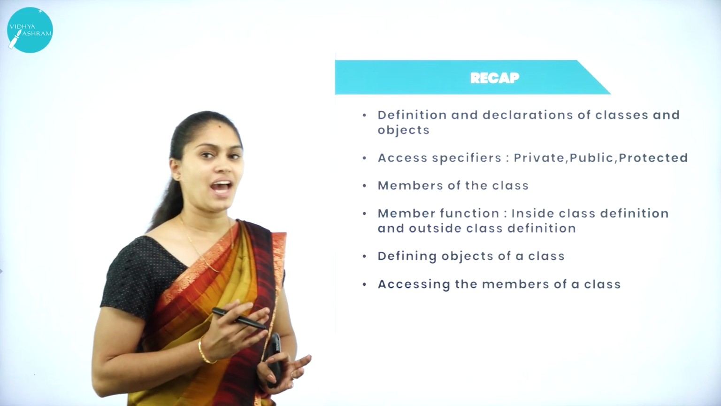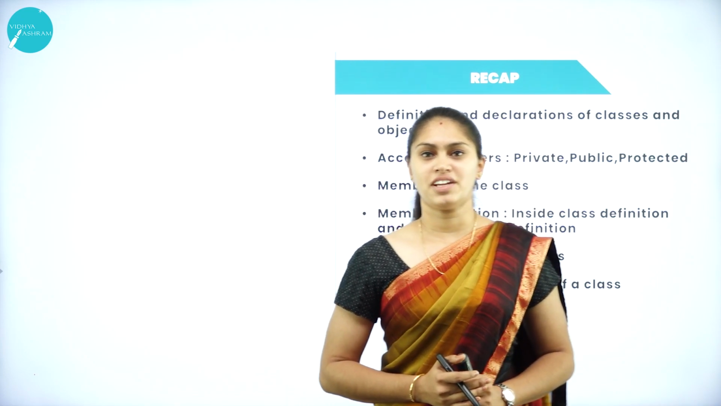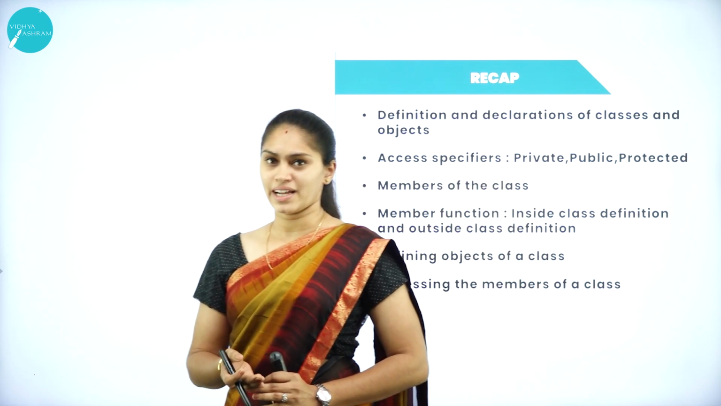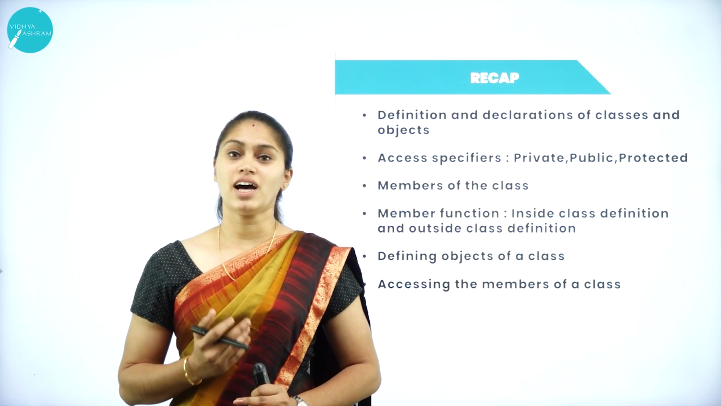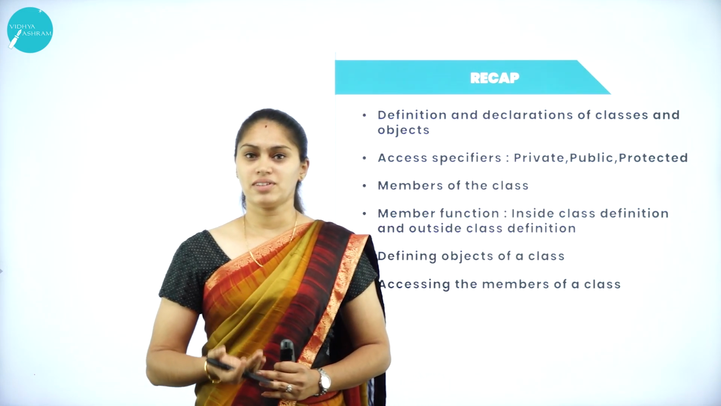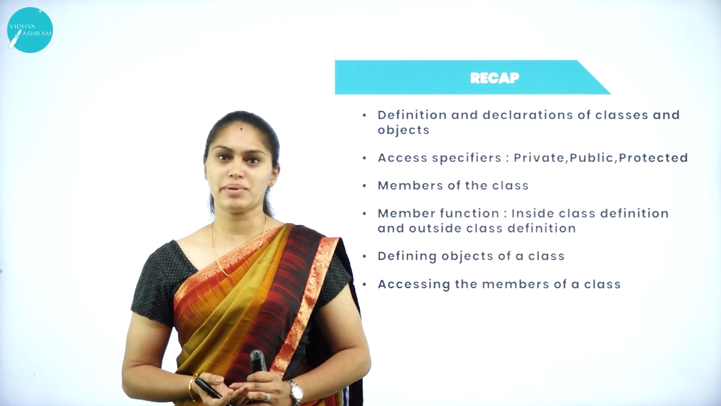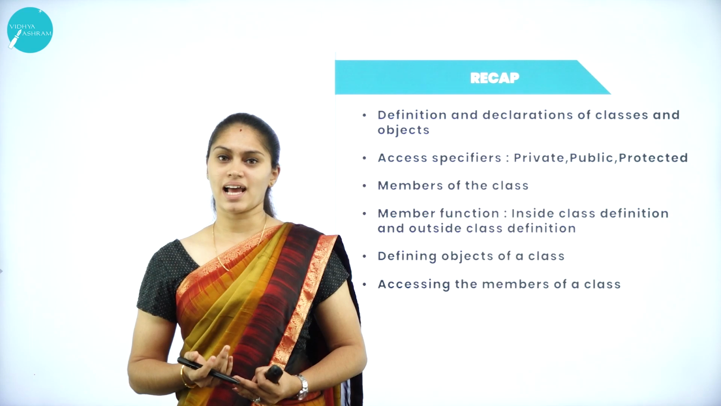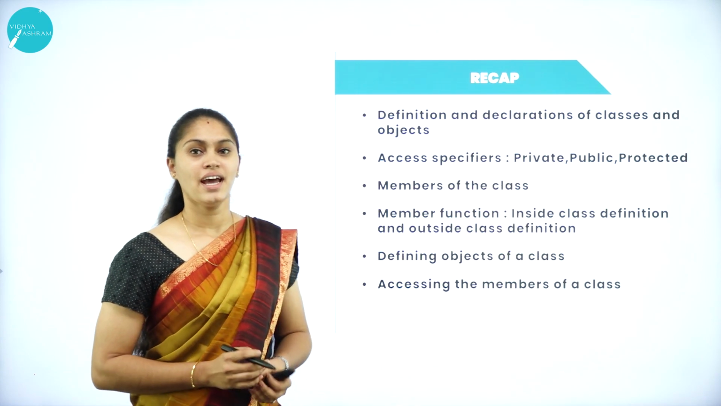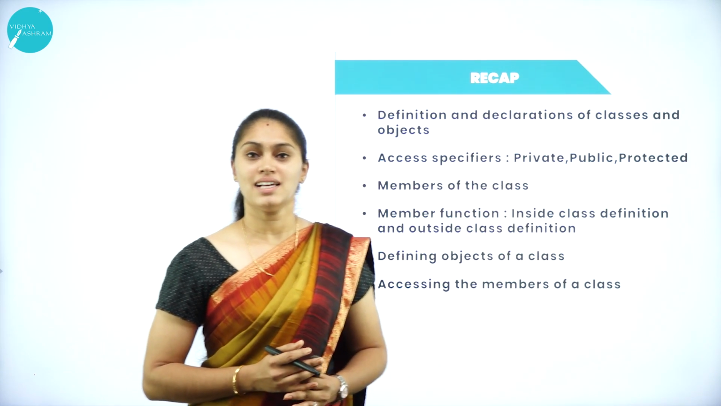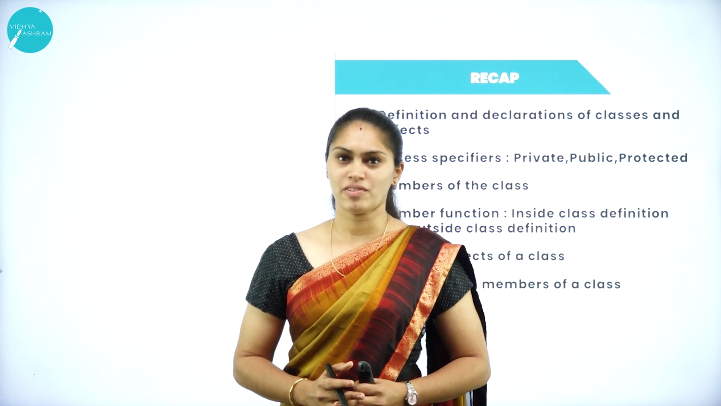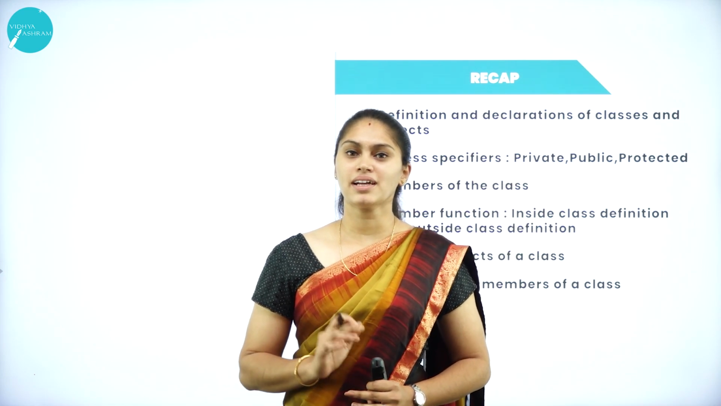So in the last two sessions, we had a discussion regarding declaration and definition of objects and classes. That means how we need to define the class and how to declare the class, what are the data members, what do you mean by member function, and how to define the member function. It can be either inside the class definition or outside the class definition. Along with that, we had a discussion regarding access specifier. In order to provide security for the data, we have the access specifier concept. There we had three types of access specifier, that is private, public and protected.